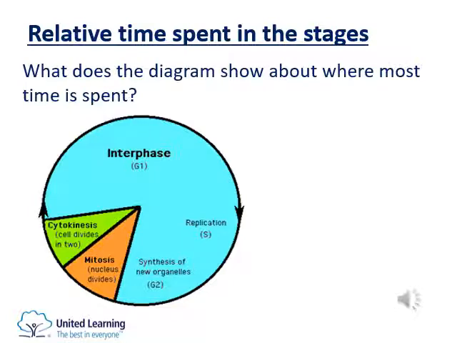We touched on this before as we were going through the different stages, but this pie chart demonstrates to us the relative time spent in the stages. So we can see most of the time is spent in interphase, that blue part of the pie chart, and then we have much less time spent in mitosis, where the nucleus is dividing, and then we have about the same time in cytokinesis.